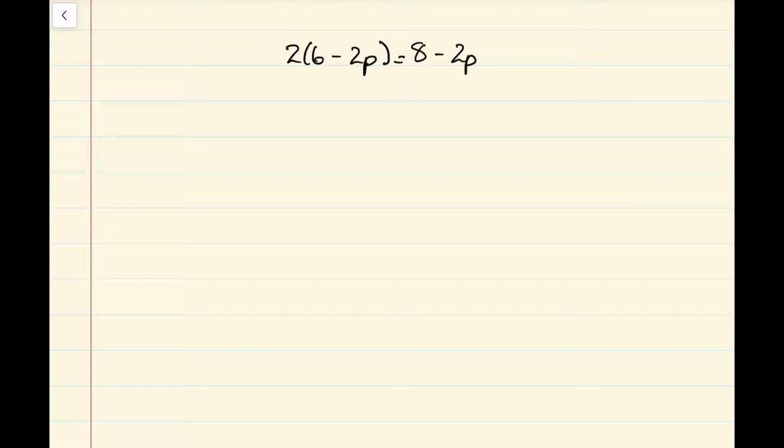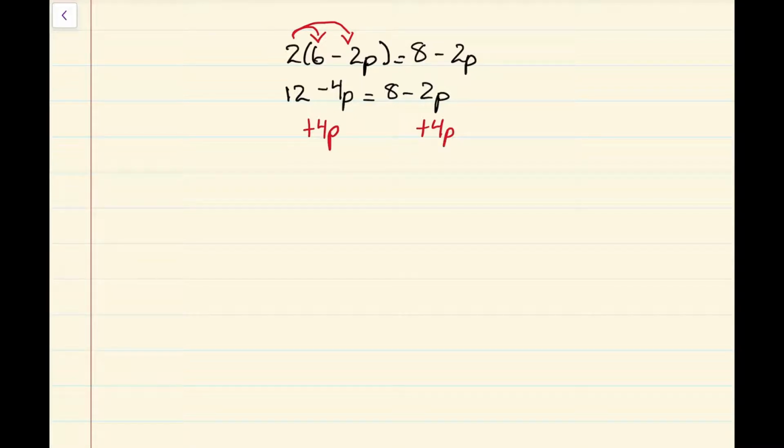We're going to multiply this 2 firstly by the 6, which will give us 12. And then we're also going to multiply the 2 into negative 2p, which will give us negative 4p. And then we just bring back down the rest of the equation. Okay, so now let's just solve for p. What we're going to do is add 4 on both sides, 4p on both sides, sorry.